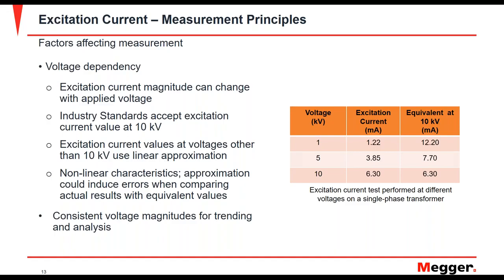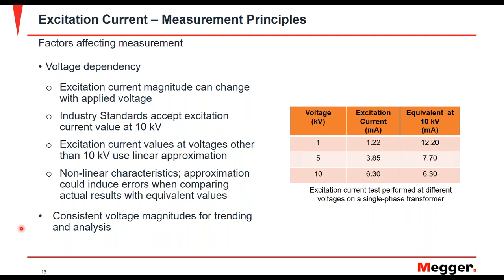So you can see here, in the table on your right-hand side, you have a single phase transformer that's been excited at different voltages, starting from 1 up to 10 kV, and you can see the excitation current having a different value for each voltage. So that's what I mean by having the voltage dependency. If you look at the first row, you have a voltage used of 1 kV with the excitation current of 1.22 milliamps. Now that current was linearly approximated to be about 12.2 milliamps at the 10 kV value.